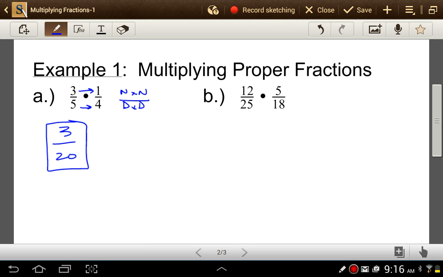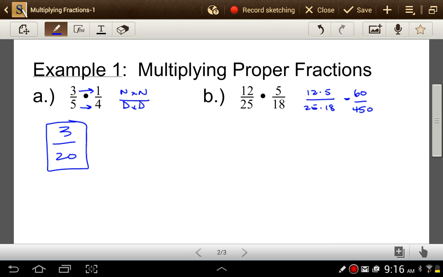Okay, in example B, 12/25 times 5/18. Again, I'm going to multiply across. Now when I multiply across in this one, it's going to give me some large numbers. So I'm going to do 12 times 5 on the top, and I'm doing 25 times 18 on the bottom. Well, 12 times 5 is 60. 25 times 18 is 450.